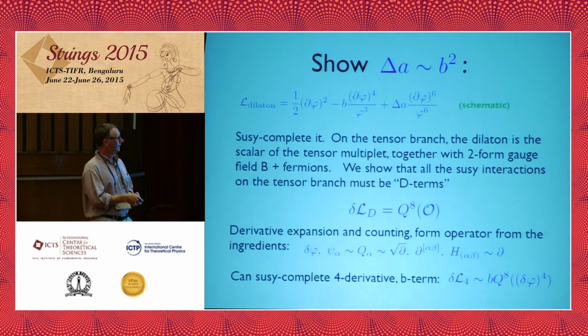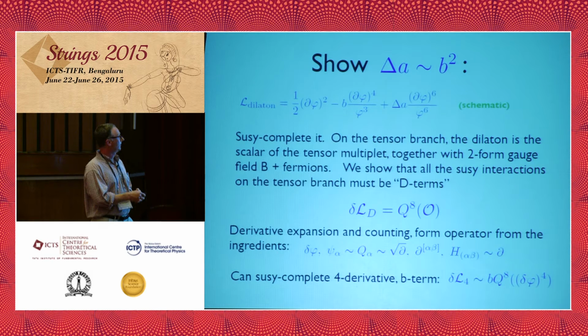We can form derivatives. Here I put in the fact that we're writing the derivative as having two spinor indices. The field strength for this two-form gauge field B, we can write as having two spinor indices which are symmetric. And this counts in the derivative expansion as a derivative to the first power. So if we want something that's a four derivative term here, then this operator O, since Q counts as like a square root of a derivative, should have no derivatives.